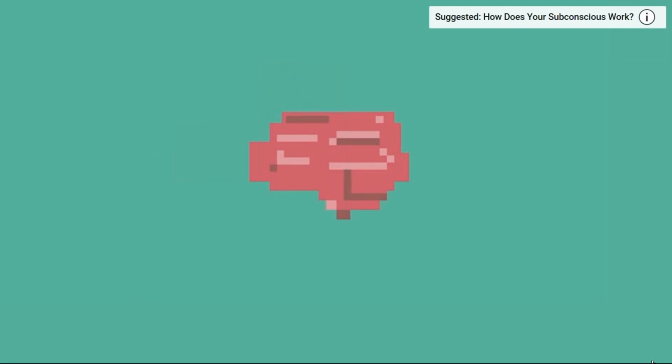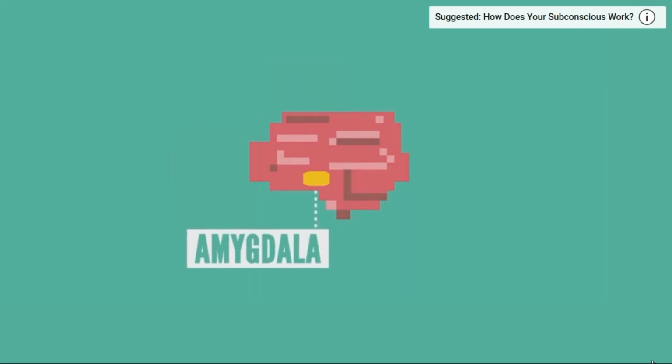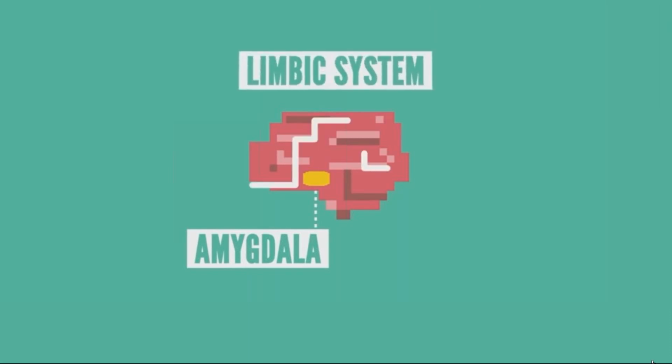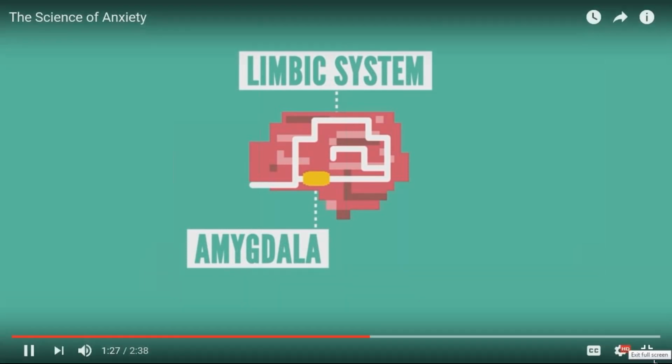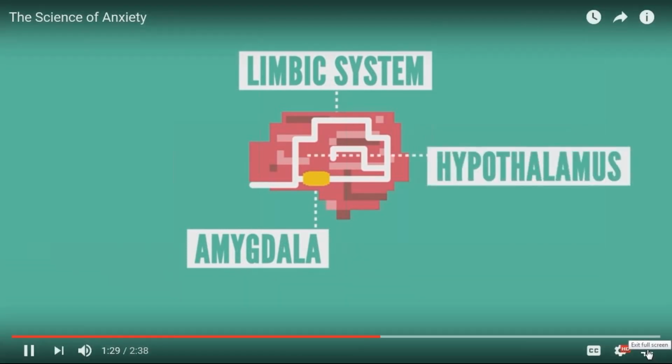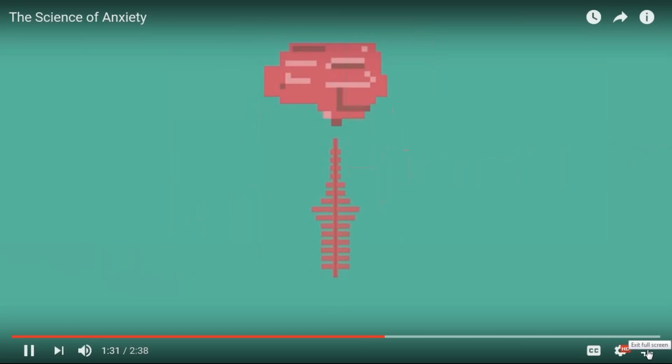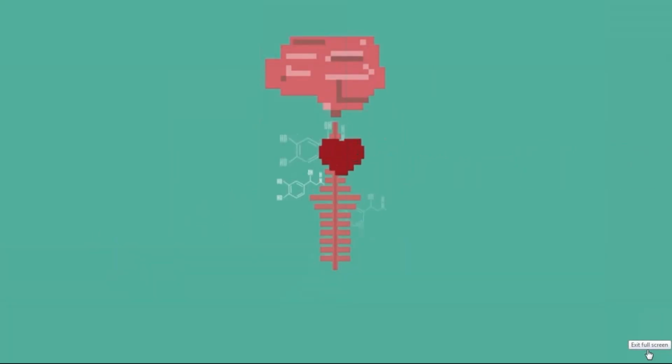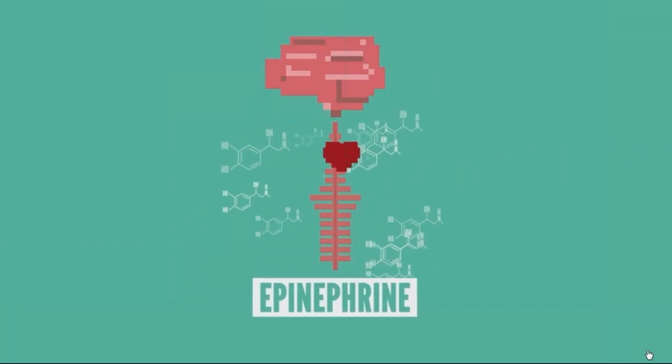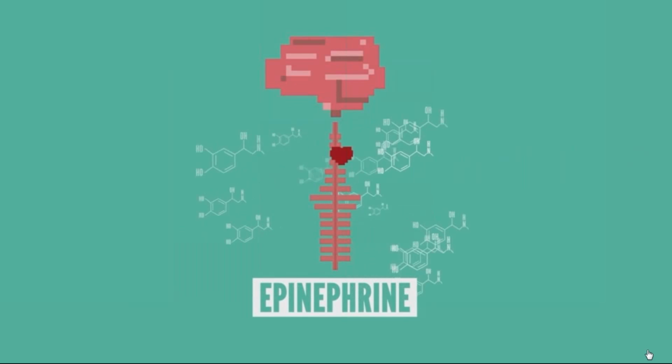But what's actually happening in the brain? Let's take a look. Well, a major player seems to be the amygdala, a pair of almond-shaped structures located deep in the brain. These guys are a part of the limbic system and are responsible for fear and other emotional reactions. The amygdala then tells the hypothalamus to initiate the fight or flight response. This results in the release of epinephrine, increasing the body's heart rate and blood pressure.